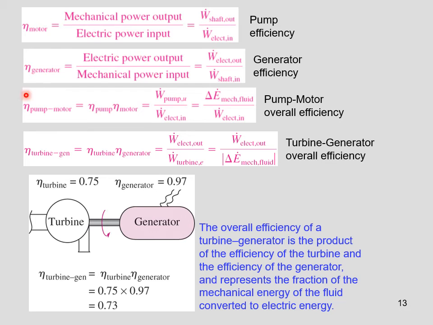So let's look at an example here. You have a turbine and a generator. The turbine's powering the generator. The turbine has an efficiency of 0.75. The generator has an efficiency of 0.97. So the combination together has an efficiency that is the product of the two, 0.73. And this makes sense. Even though the generator is much more efficient than the turbine, the combination together has to tend toward the lowest common denominator. You're going to get the product of the two, much lower, 0.73.